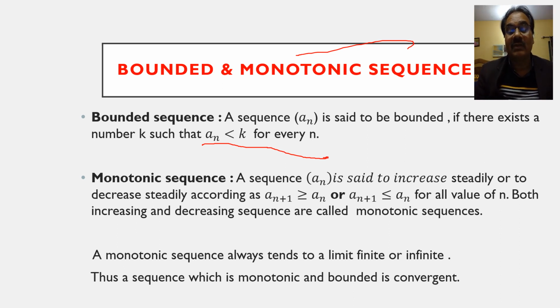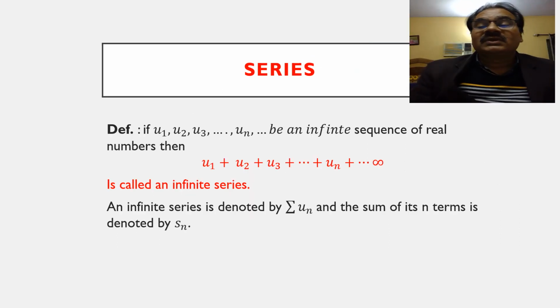A monotonic sequence always tends to a limit, finite or infinite. Therefore, a sequence that is monotonic and bounded is convergent.